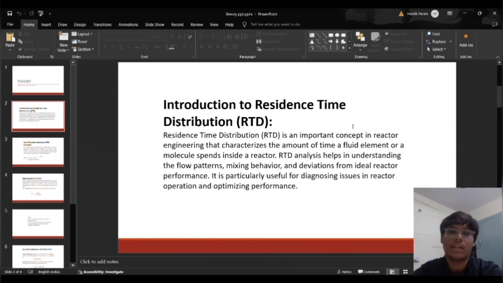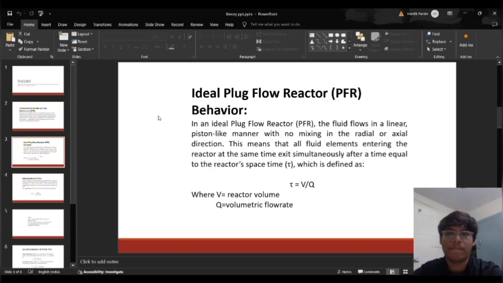Now, in an ideal world, we would have perfect control over how long every single molecule stays inside the reactor. But as we will see, reality is something different. So now the concept of PFR, or the plug flow reactor.